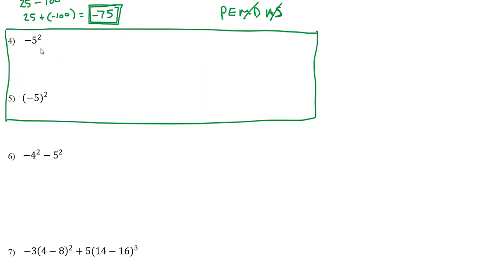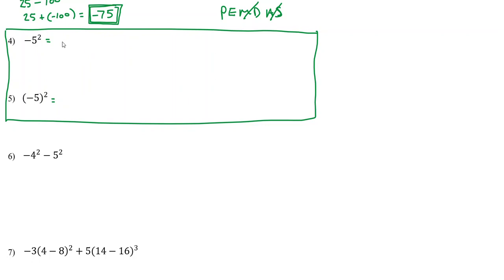I'll give you a hint. 5 squared, we just did 5 squared. It's 5 squared means 5 times 5, which is 25. Okay, so what do you think the answer is for number 4? What do you think the answer is for number 5? It has something to do with 25. Okay, now here's the answer.